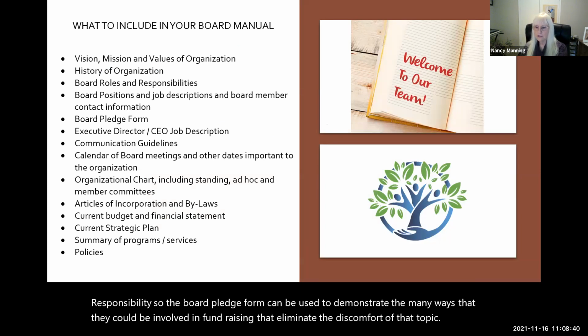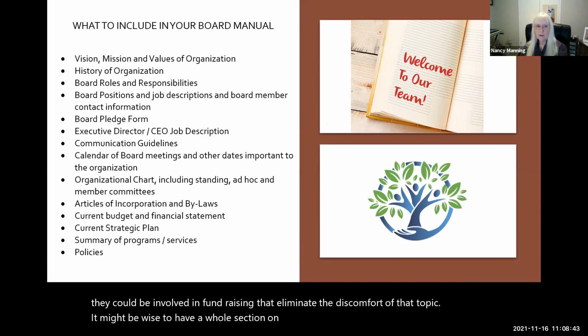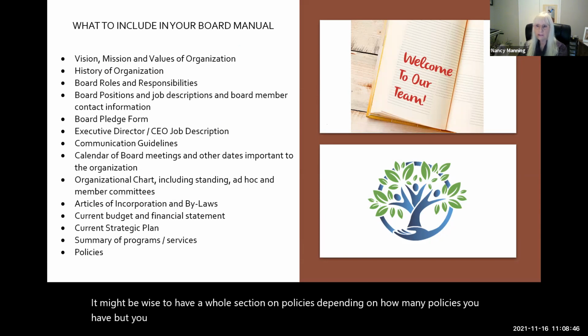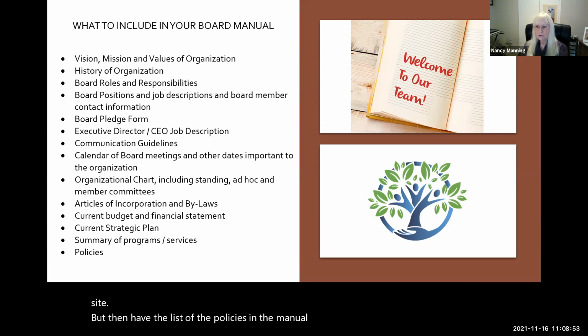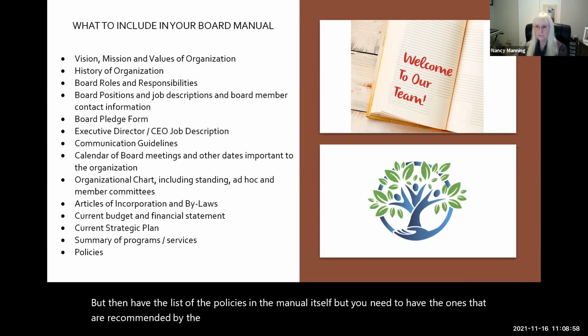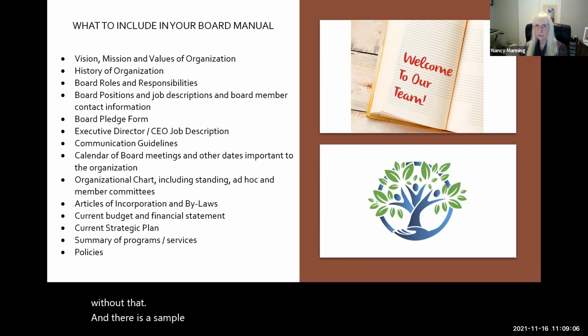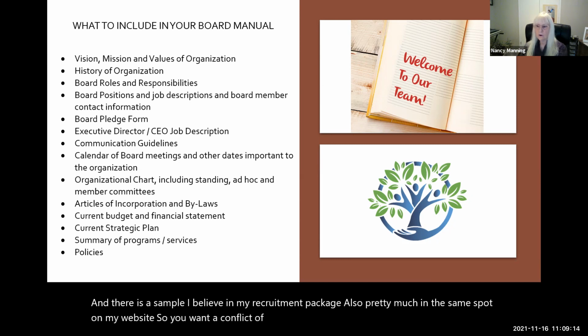It might be wise to have a whole section on policies. Depending on how many policies you have, what you could do is separate your policies out in a separate document in that shareable site, but then have the list of the policies in the manual itself. But you know you need to have the ones that are recommended by the IRS on your 990 form. Your conflict of interest policies, you cannot do without that. And there is a sample, I believe, in my recruitment package, also pretty much in the same spot on my website. So you want to have a conflict of interest policy, the whistleblower policy, and the document retention policy.